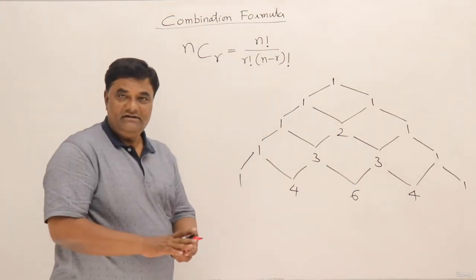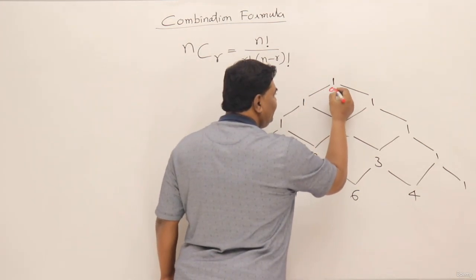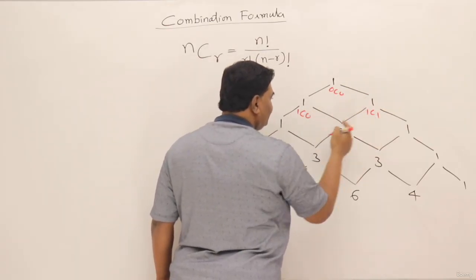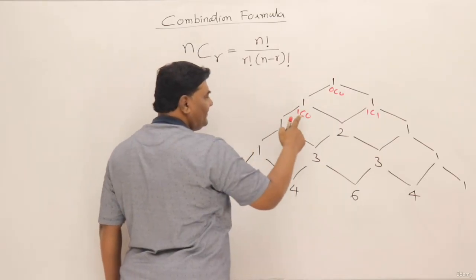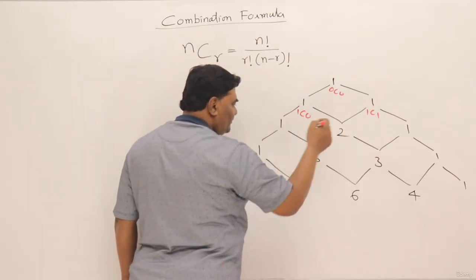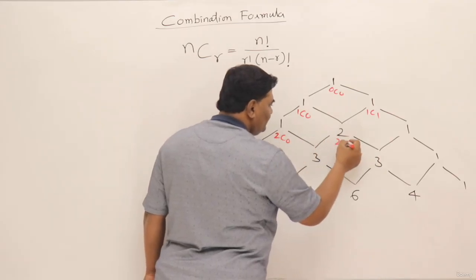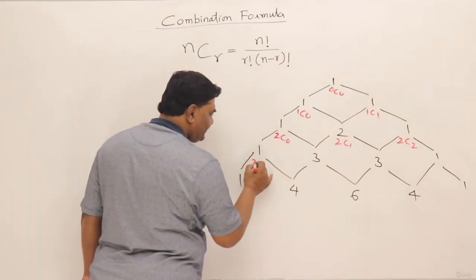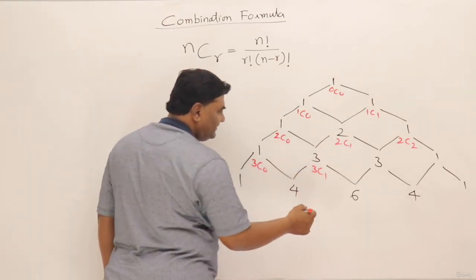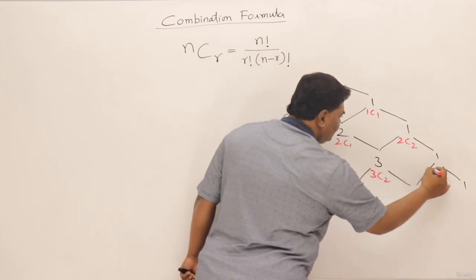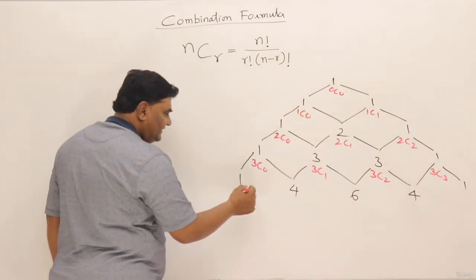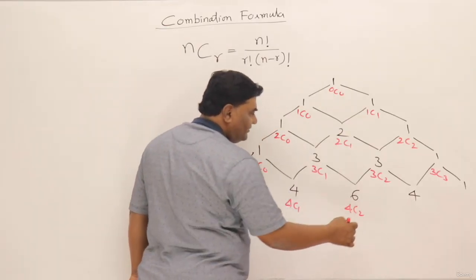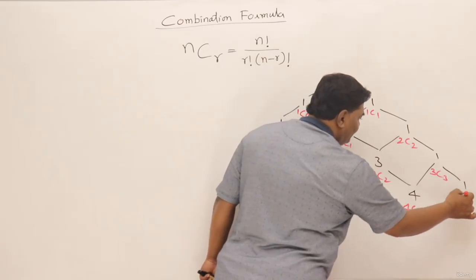So what these values are, let us see. This topmost value is 0C0, and this is 1C0 and 1C1. See, the value of n is 1, so r can be from 0 to 1. Now this row is for 2, so 2C0, 2C1, 2C2. Then this row is for 3, 3C0, 3C1, 3C2, 3C3. And the last row is 4C0, 4C1, 4C2, 4C3, 4C4.